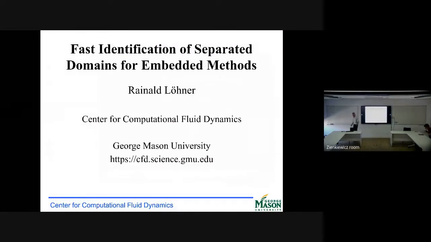The wonders of technology. So I've put together some amalgam of algorithmic advances that we did over the last year. These come from real life runs that we're doing on a daily basis. And some of it may be a little bit technical. I'm going to try to make this as approachable as possible, but other things are very general, particularly the parts at the end. So the first one is this fast identification of separated domains for embedded methods.